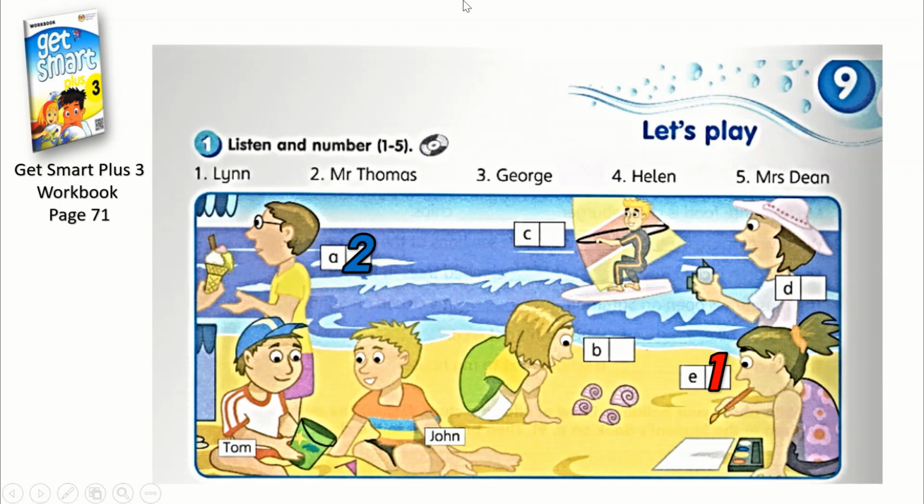So which one is George? He went windsurfing. Here it is. Okay, now let's hear about Helen for number 4.